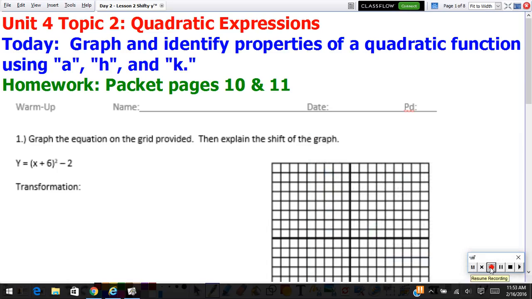Okay, so this is our second day graphing quadratics. Everyone has a warm-up. Go ahead and pause the video and work on the warm-up.